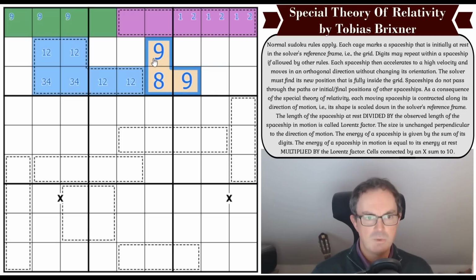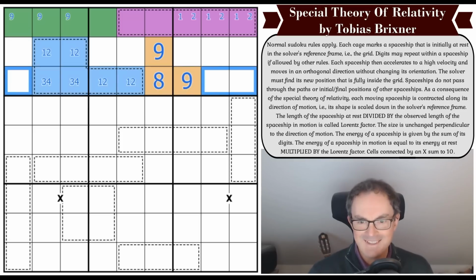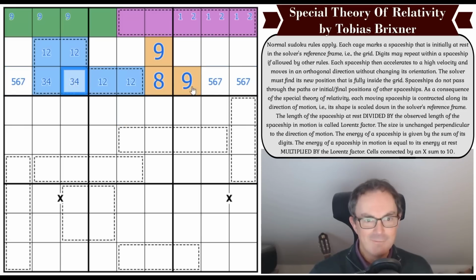Oh, come on. What's this? What does this mean? Ah, this row. Look, Sudoku. I'm going to use Sudoku. That's how desperate I've become. 5, 6, and 7 to place. Oh dear, oh dear.